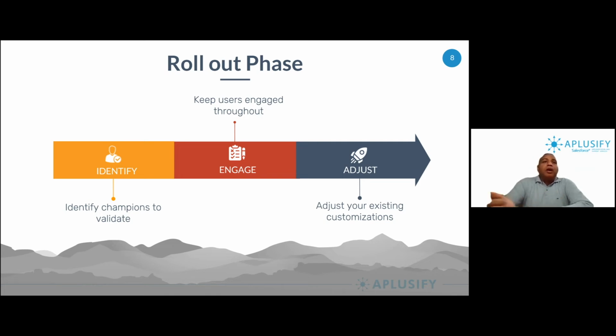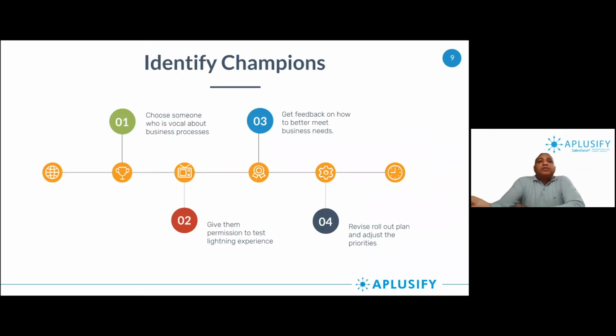So now, how will you identify the champions to validate? Who is a champion? It's easy. Champions would be someone from the business users group who are going to use the system. So choose someone who is actually vocal about the business processes, who understands that business process and is vocal about speaking to you. He will let you know that this user interface is not looking good. This is what I expected, but this is not up to my expectation. So you will get instant feedback on whether what you are doing is right or wrong.